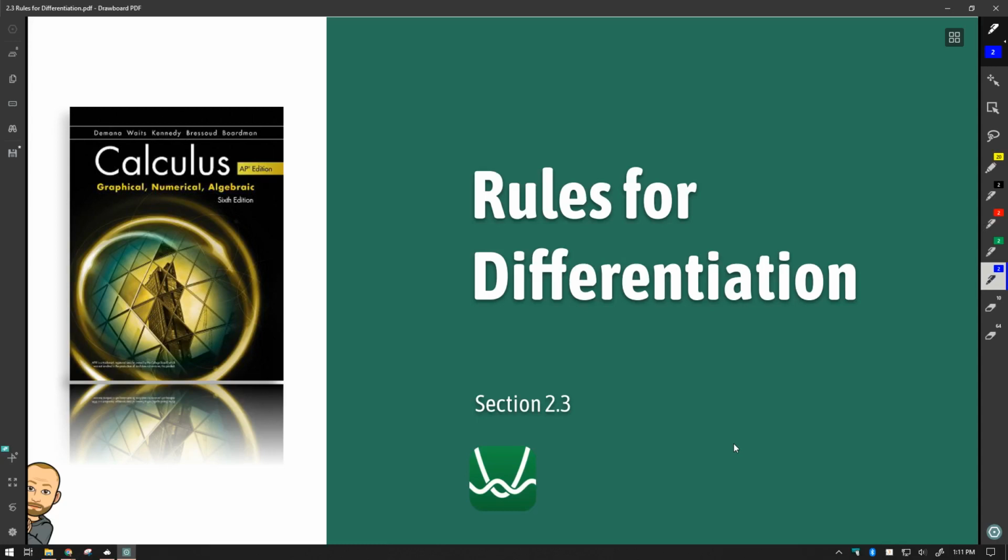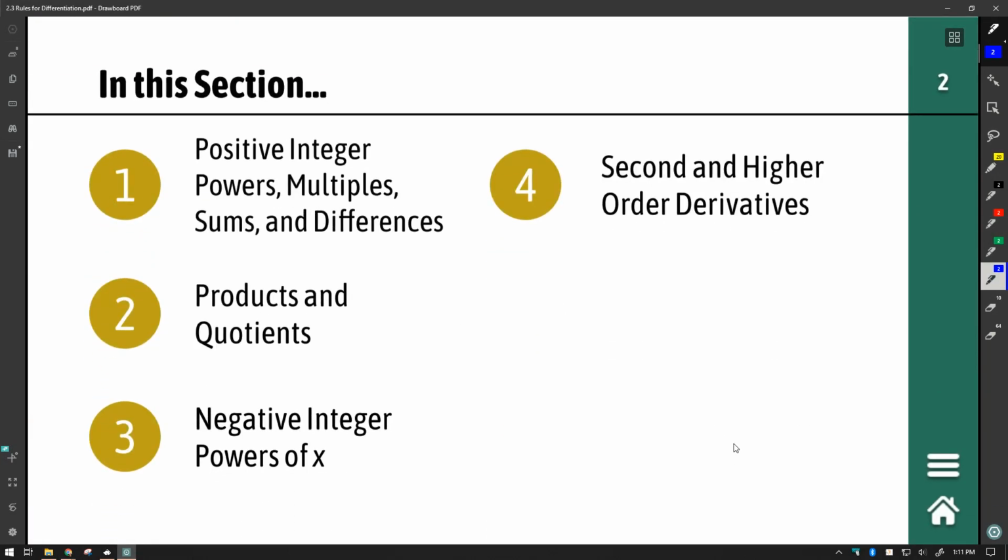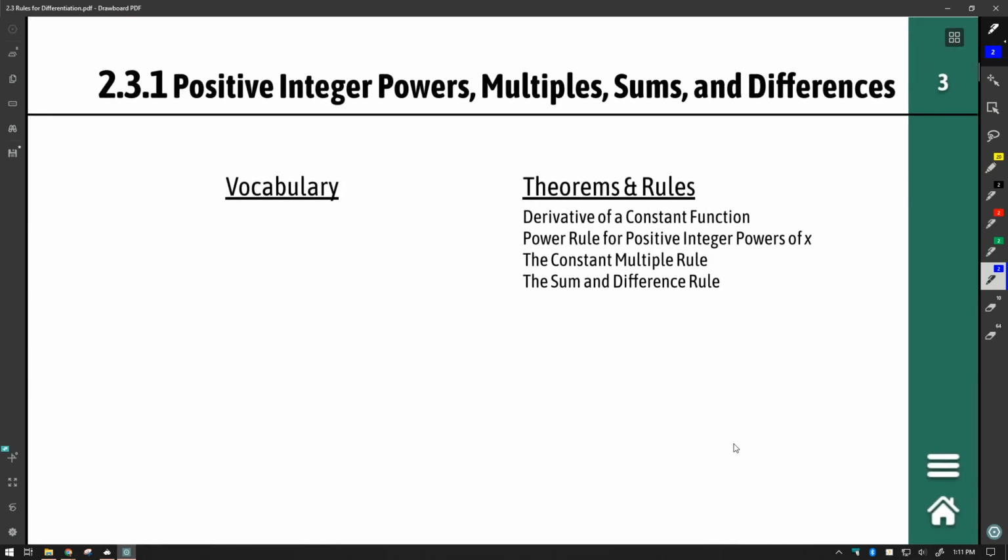It's section 2.3, and it's time for rules for differentiation. In this section, we're going to talk about a positive integer power rule, multiples, sums, and differences of derivatives. We're going to talk about the product and quotient rules. We're going to talk about negative integer powers of x, and finally end with second and higher order derivatives. But this video starts with positive integer powers, multiples, sums, and differences.